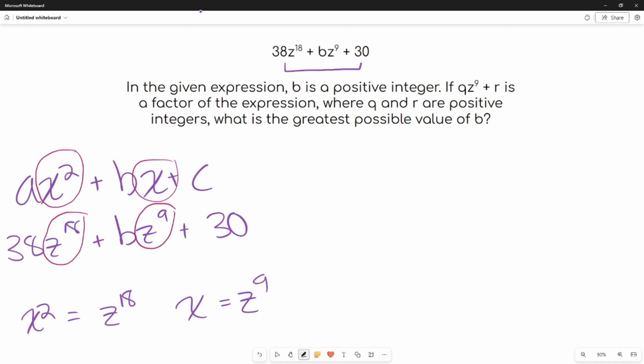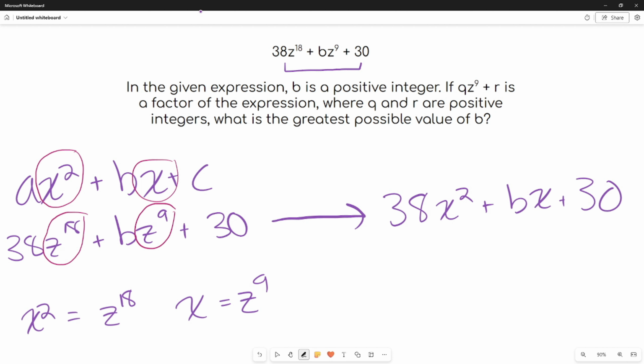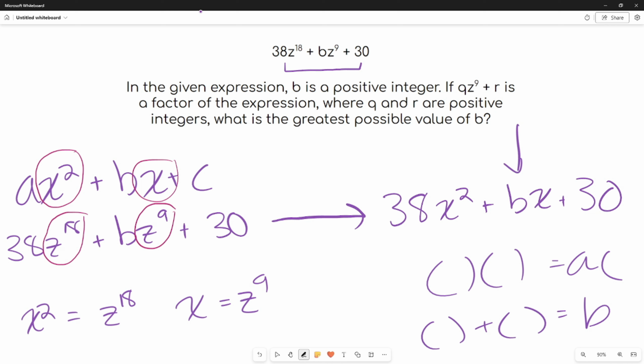Now that we know this, we can just substitute in x squared and x into the expression they gave us. So this super intimidating expression can be rewritten as 38x squared plus bx plus 30. And if you notice, that is the exact same expression as the last question. So now you can just continue doing your work as normal, finding two numbers that multiply to AC and add up to B. And once you get to this point, it's not that bad. Just don't get overwhelmed. I know it's super hard to say, but just don't get super overwhelmed, and try substituting first.